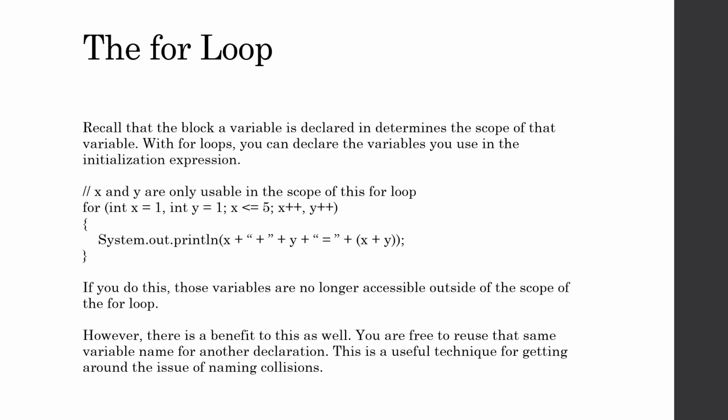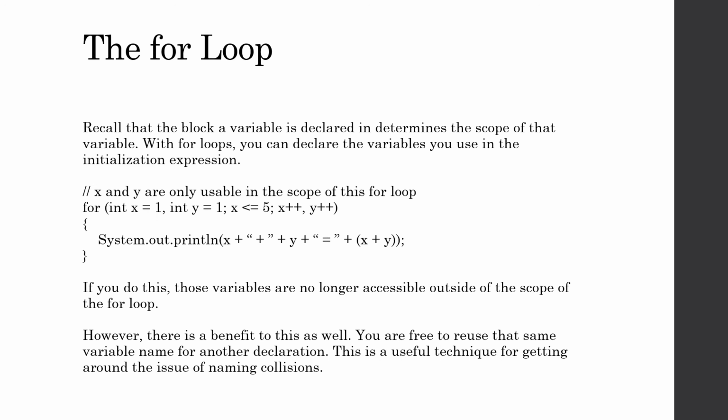By doing this, our variables are no longer accessible outside of the scope of that for loop, but as we can see, there's a benefit to doing this, which is that we are able to free up and then reuse that same variable name for another declaration. So this is a very useful technique for getting around the issue of naming collisions.